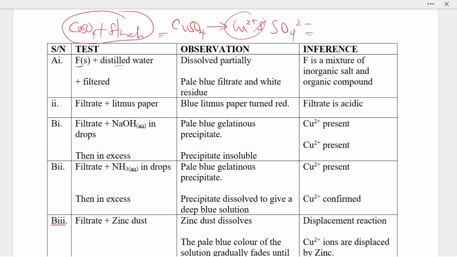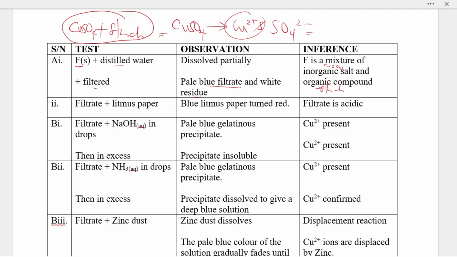So F plus distilled water, we have it partially soluble in water. And when you filter it, you will have a pale blue filtrate and a white residue. It therefore means F is a mixture of inorganic and organic compound. The inorganic here is CuSO4, while the organic here is starch.